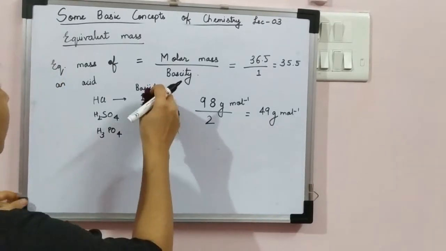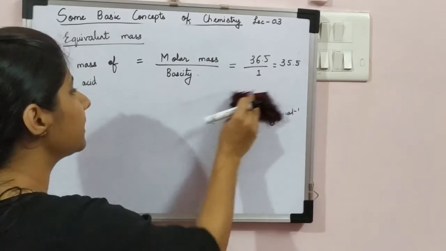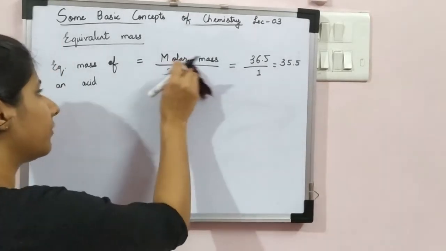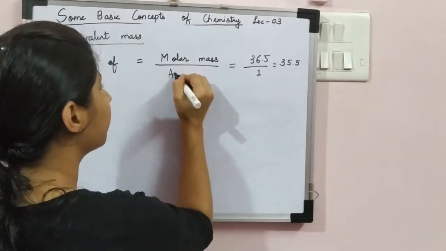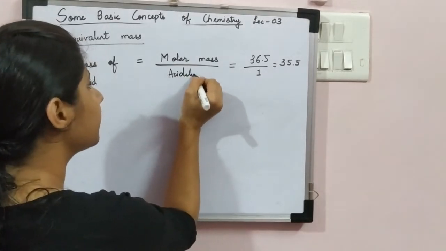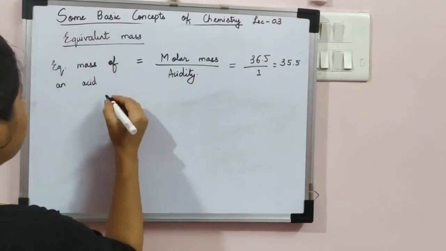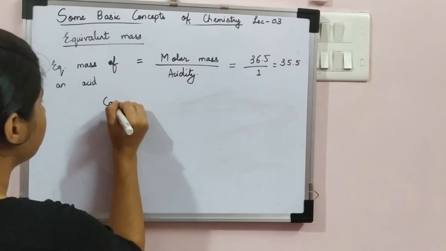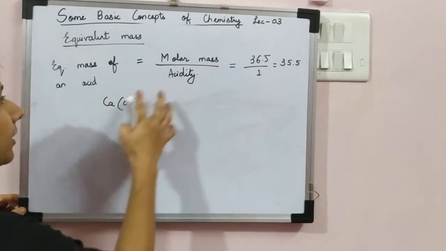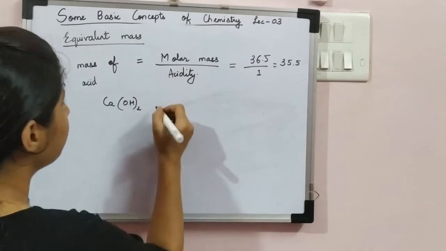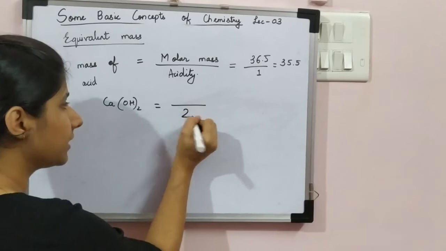Right? Now what would be the equivalent mass of any base? So for a base, what will we do? It will be the molar mass of the base upon the acidity of the base. Now what is the acidity of the base? The number of replaceable OH minus ions. Okay. Now let's say I have calcium hydroxide. So what will this be? We'll substitute the molar mass of calcium hydroxide, and in the denominator the acidity will be 2.